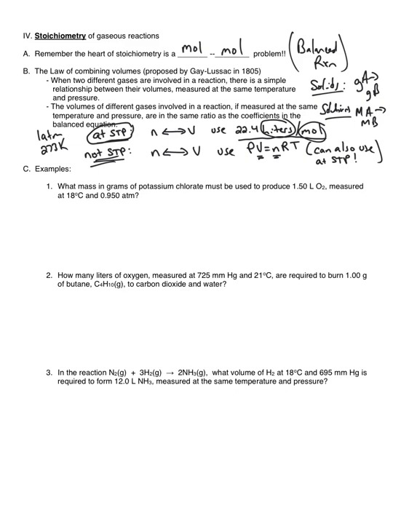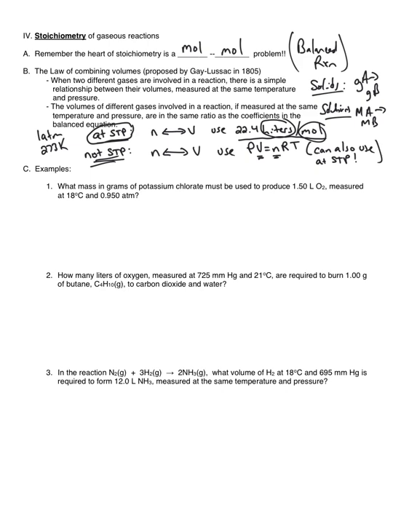If we're at STP, we can still use the ideal gas law. We can plug in the pressure and temperature, which is 1 atmosphere and 273 K. We'll still get the same answer as if we use 22.4. So when in doubt, if you're not sure, use the ideal gas law to convert from the volume of a gas to its moles, or vice versa, the moles to its volume.